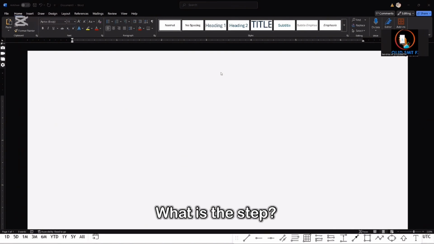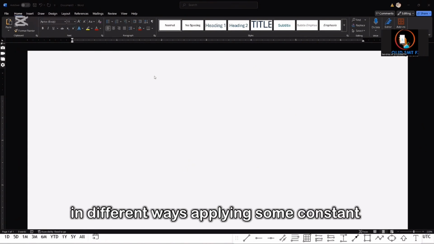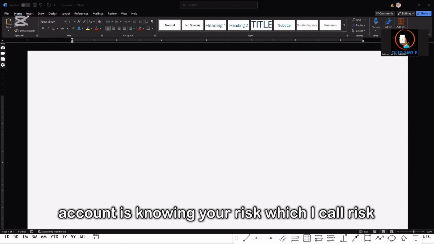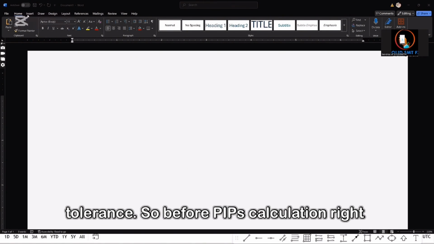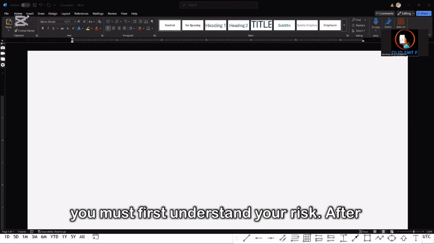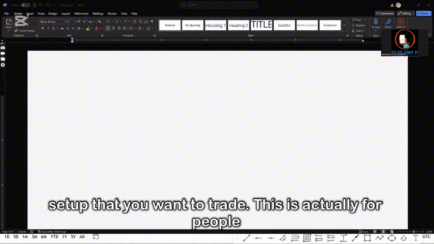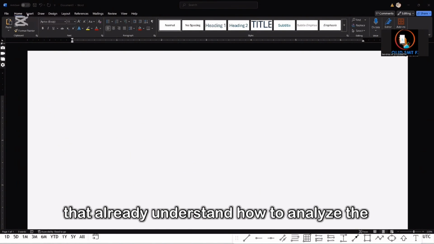What is the step? What's the first thing you are supposed to do? I'm going to do this pips calculation in different ways, applying some constant formulas. Now, the first thing first, after funding an account, is knowing your risk, which I call risk tolerance. So before pips calculation, you must first understand your risk. After funding an account, you must have gotten a setup that you want to trade. This is actually for people that already understand how to analyze the market.